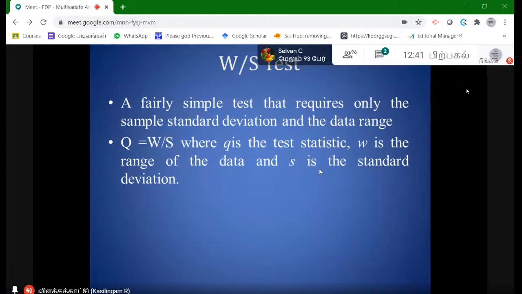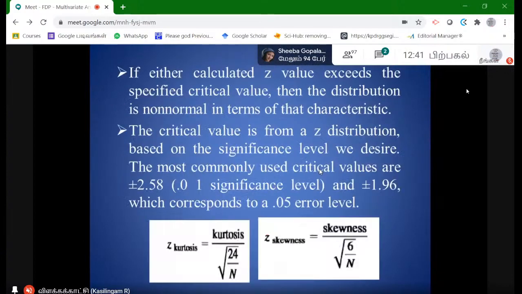Then that Q value you have to look up in the table. Okay, so our calculated Q value should be less than the table value, because we want to accept the null hypothesis. The calculated value should be less than the table value. That is the rule everywhere. And this is what I have stated.